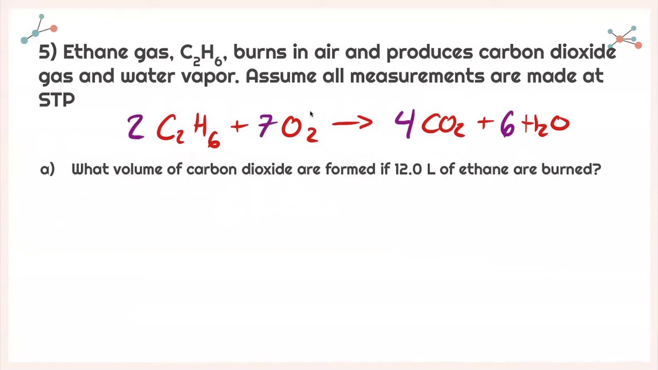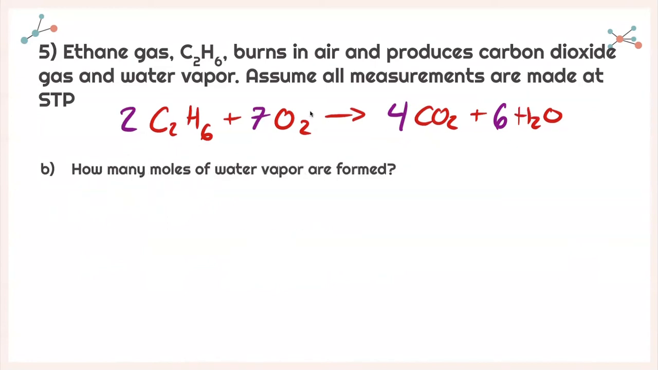Now that I have my balanced chemical equation, I can start solving. Instead of doing any calculations, I'm just going to use my mole ratios here. I'm told that I'm going to have 12.0 liters of ethane, and the relationship between ethane and carbon dioxide is that there is twice as much carbon dioxide as ethane. So I can say the volume that I'm going to have of carbon dioxide is going to be 24.0 liters.